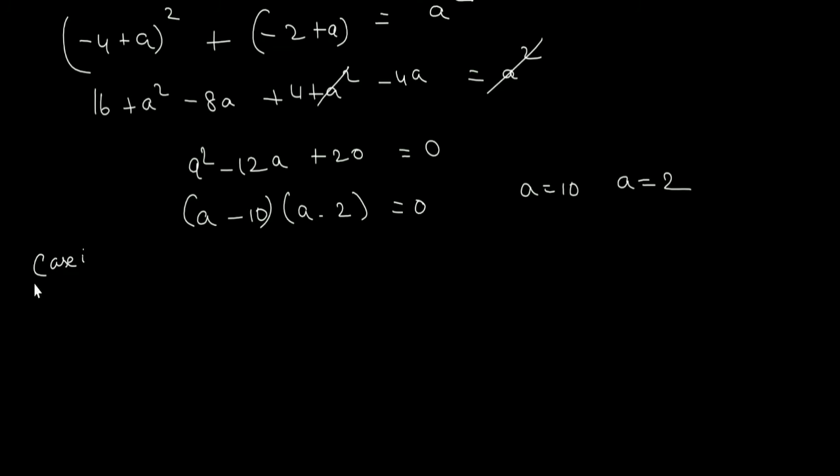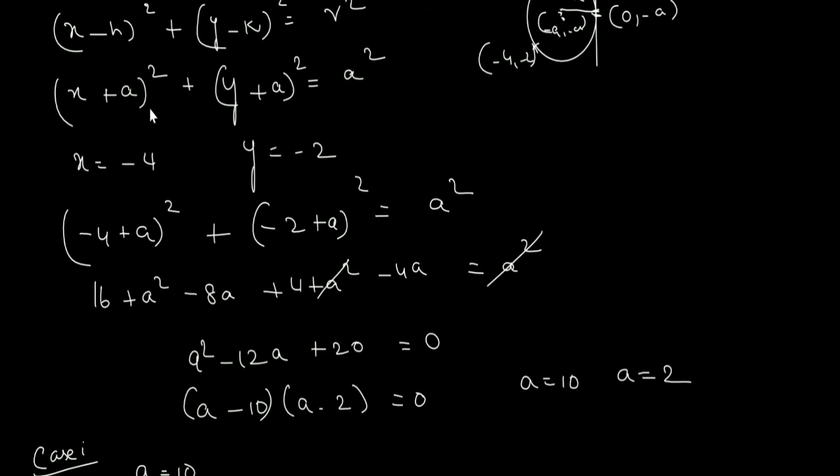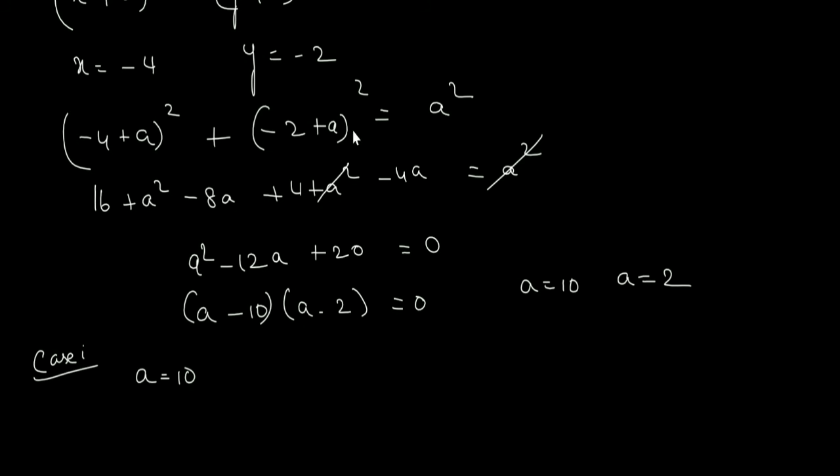If a is 10, what is the equation of the circle? So the equation of the circle is x plus a the whole square, y plus a the whole square is equal to a square, we got. So a is 10 means you get x plus 10 the whole square plus y plus 10 the whole square is equal to 10 square.